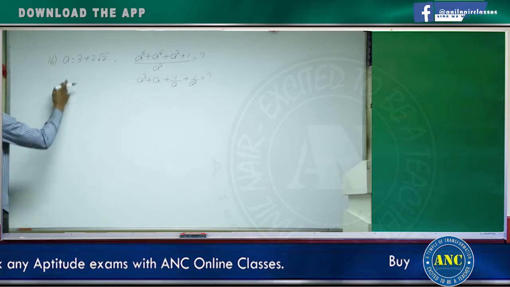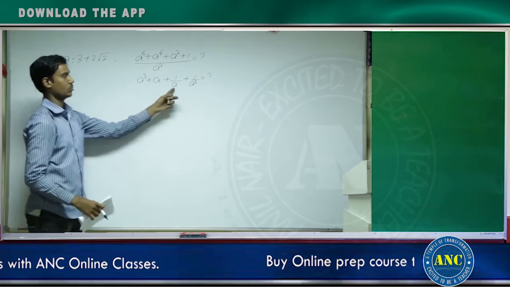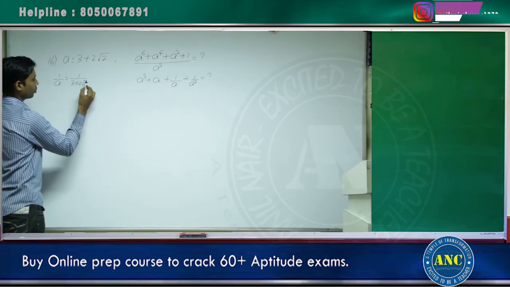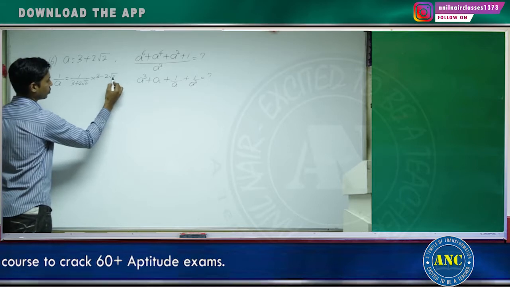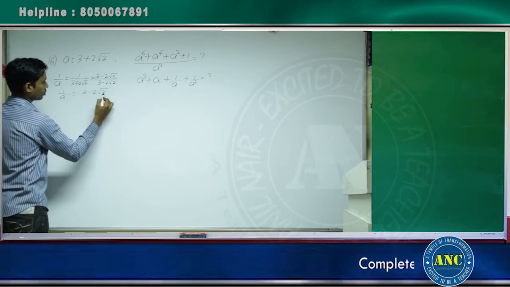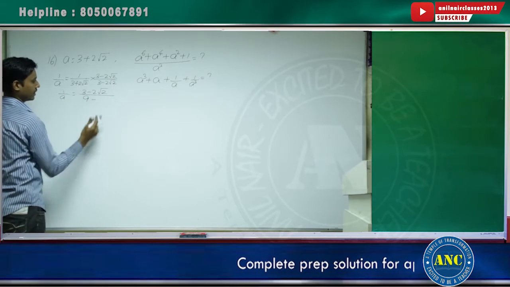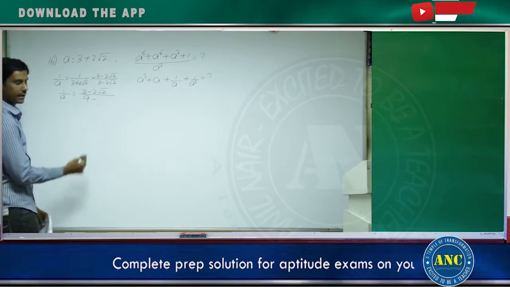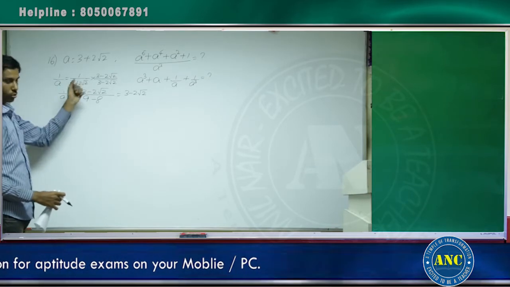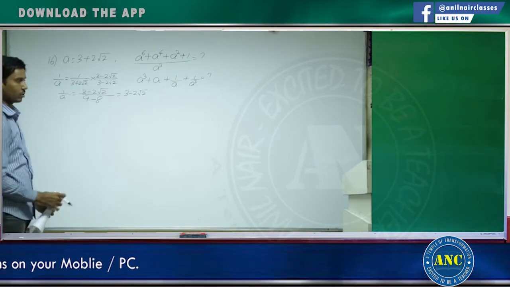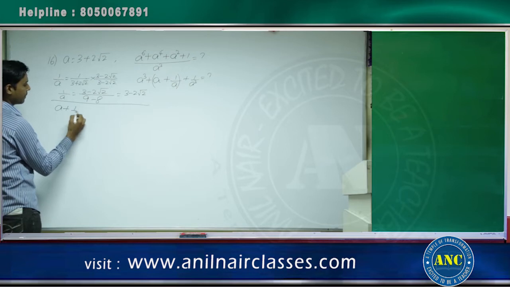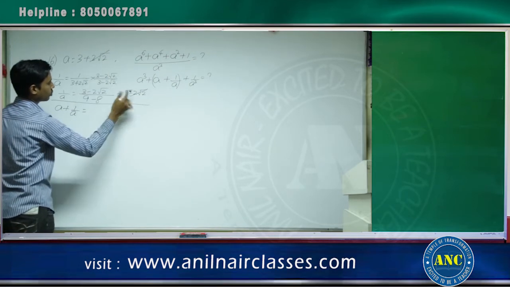Now, the question says a is equal to 3 plus 2 root 2. I want 1 by a also. So if I reciprocate it, 1 by a is 1 by (3 plus 2 root 2). If I rationalize it, multiplying by 3 minus 2 root 2 over 3 minus 2 root 2, 1 by a is (3 minus 2 root 2) divided by 3 square, which is 9, minus 4 into 2, which is 8. So 1 by a is 3 minus 2 root 2. If a is 3 plus 2 root 2, 1 by a is 3 minus 2 root 2, right? Now they are asking in the question a plus 1 by a. A plus 1 by a will be 6, since 2 root 2 minus 2 root 2 cancels.